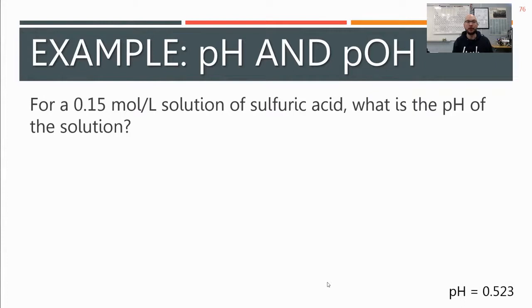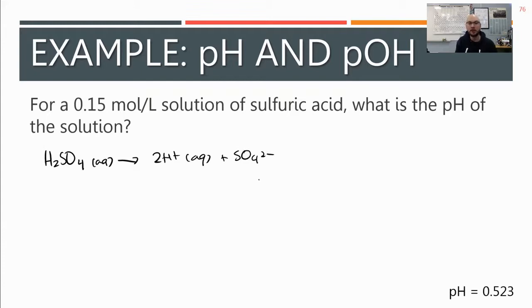Okay, welcome back. We are going to figure out the pH of a 0.15 molar solution of sulfuric acid. First, we're going to begin by writing out the ionization equation for sulfuric acid. Now, we're going to consider H2SO4 to be a diprotic strong acid, meaning that when it protonates, it produces 2H plus and SO4 2 minus.